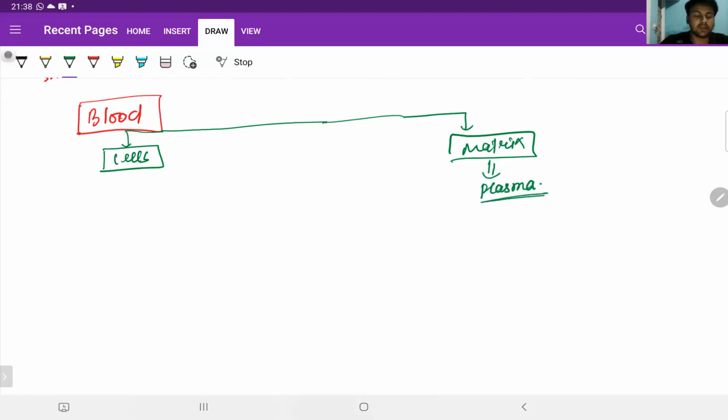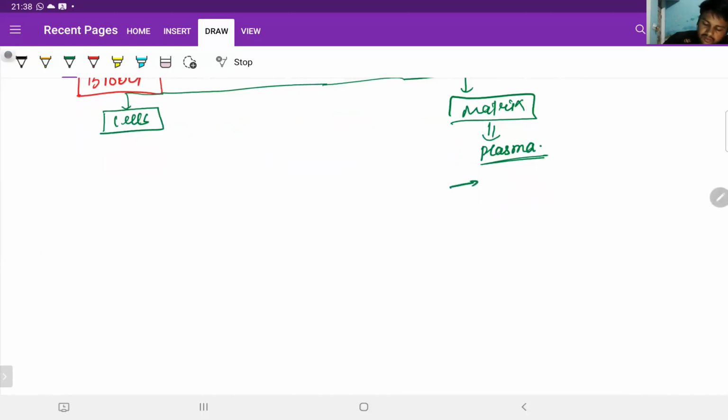Yes, this is the very same plasma behind which people were running during the time of COVID, and finally the AIIMS came up with guidelines that plasma is not at all necessary for the treatment of COVID patients. So blood without the cells, when we take out the cells, the thing that remains is what we call plasma, right?